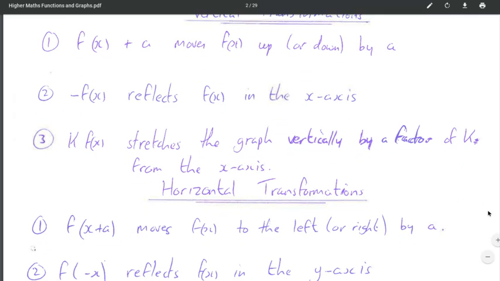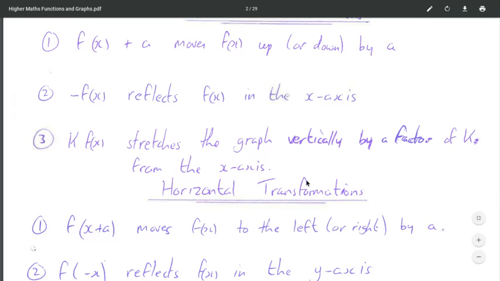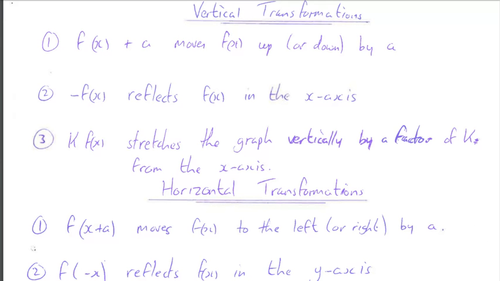k f of x stretches the graph vertically by a factor of k from the x-axis. So 2f of x, the graph will be twice as high. 7f of x, the graph will be 7 times as high. 0.1f of x, the graph will be 0.1 or 1/10 as high as the original graph.